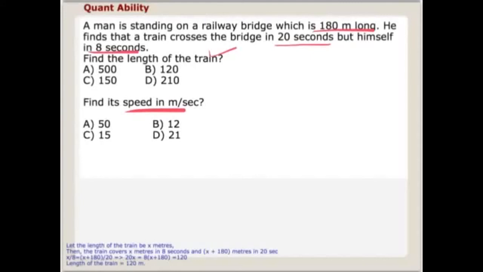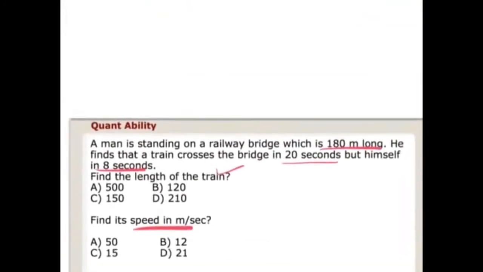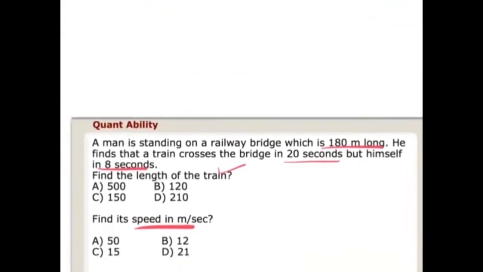Fine. Now, before I jump to this question, let me talk about the concept of the man and the train. So let's assume this is our train. I love to draw, so I am good at drawing. So how much time will it take to cross a man? Suppose the length of the train is 200 meters and it crosses the man in 8 seconds. So how much will be the speed of the train?